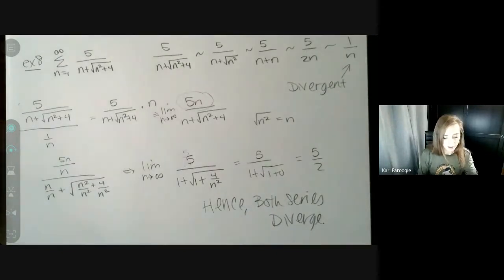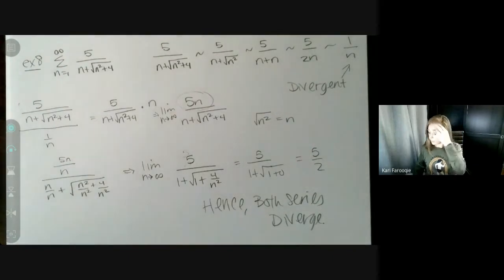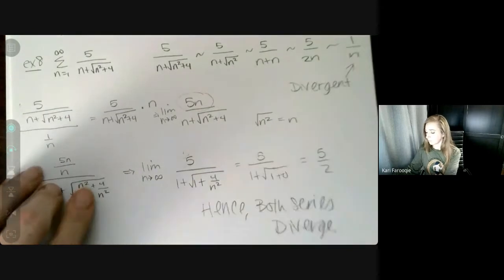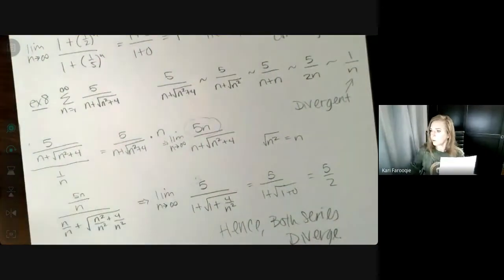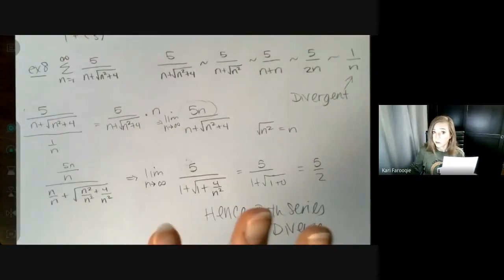Okay, and as promised, I want to show you 2 examples where you get limits to be either 0 or infinity. I want to show you one of each. Questions on example 8 before I move on?